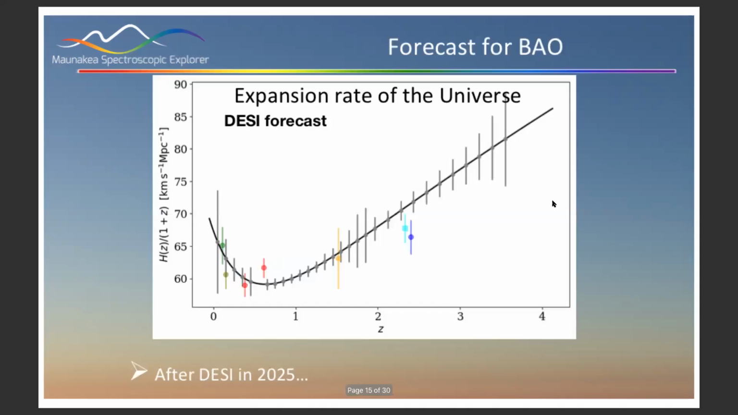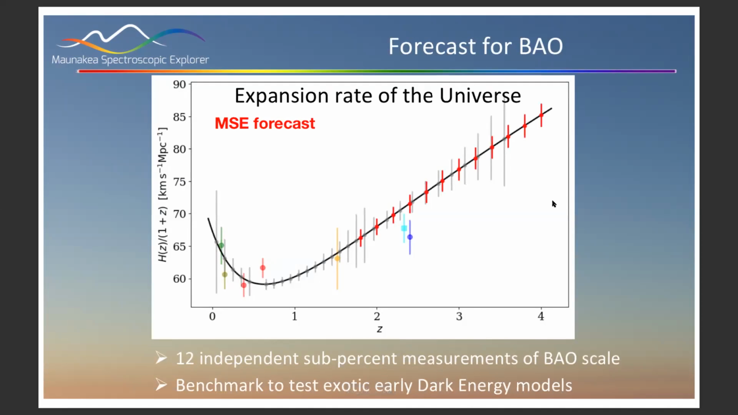So, what are the forecasts? This is the situation after DESI, and what we can expect with MSE is that we are going to cover this region from 1.6 to 4, and here you have 12 measurements with a precision better than 1%.